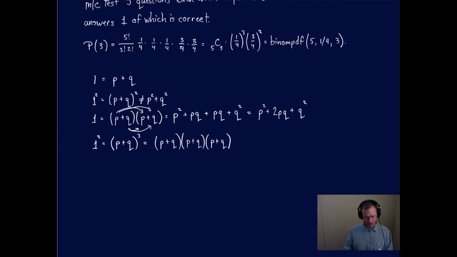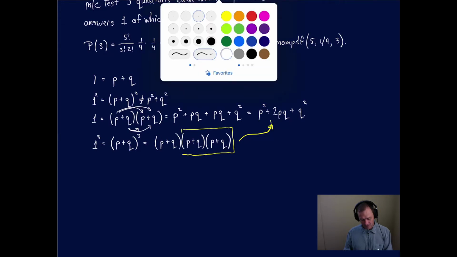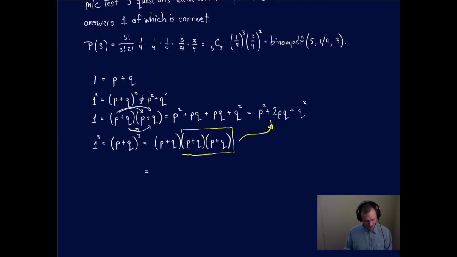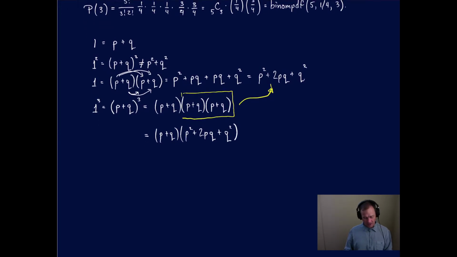Well, look at this. We already know what p plus q times p plus q is. We've already done that. That's this. So I'm going to use that. Let's write this then as p plus q times p squared plus 2pq plus q squared. Okay, and now let's distribute again.